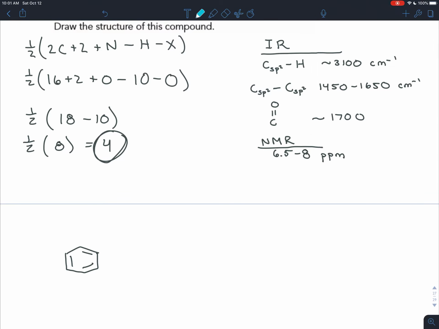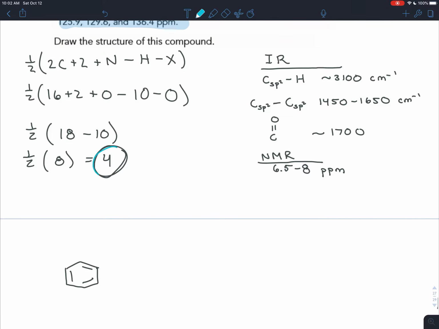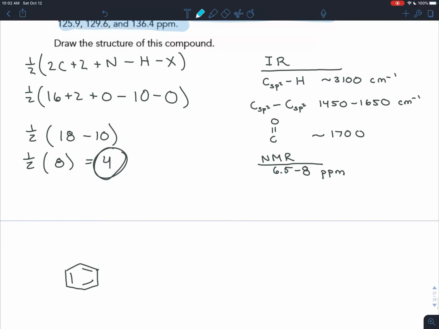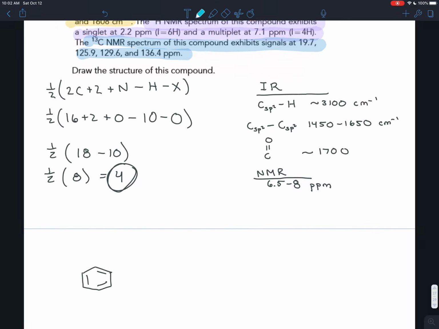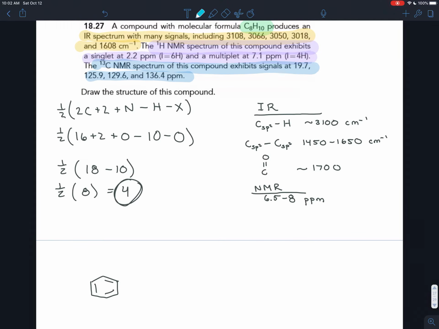Now, because you only have 4, all 4 of those degrees of unsaturation are taken into account by the benzene ring. You have 1 from the ring itself, and then 2, 3, 4, 1 from each of those pi bonds. So that's a total of 4 degrees of unsaturation. That takes care of all of them just with the benzene ring. So outside of the benzene ring, we won't have any other rings. We won't have any other pi bonds.